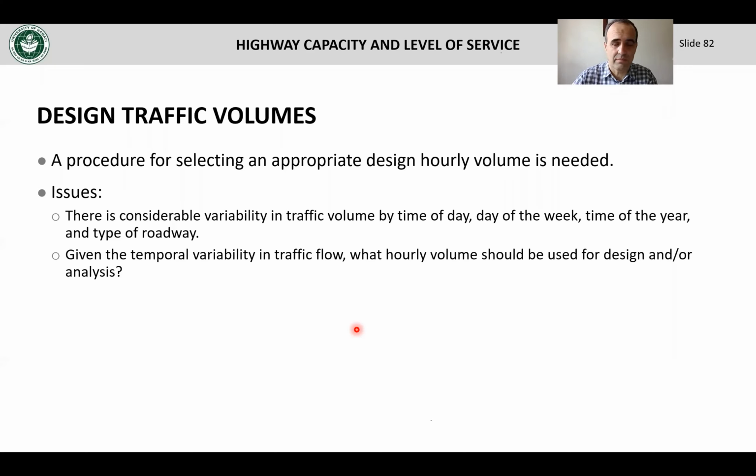So there's variability in the traffic volume by time of day, day of week, time of year, and type of roadway. There's also temporal variability in traffic flow, right? So some of it, we're accounting for it. We say, well, we have a volume over an hour, but we are considering the variation in 15-minute periods. So even within the hour, it's changing.